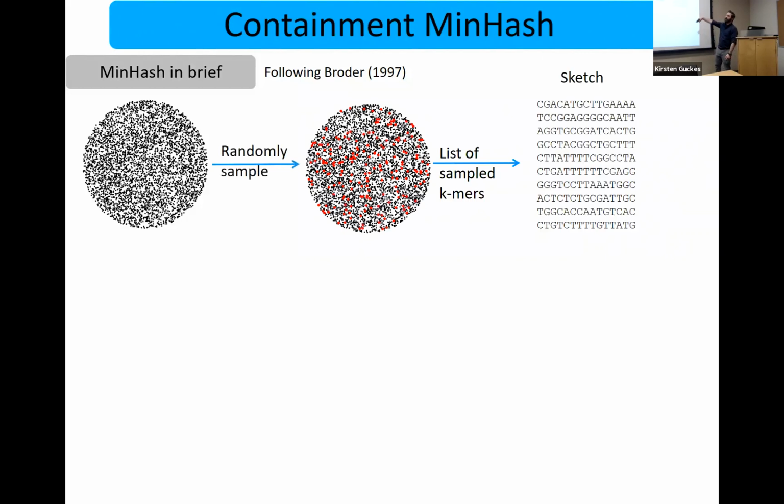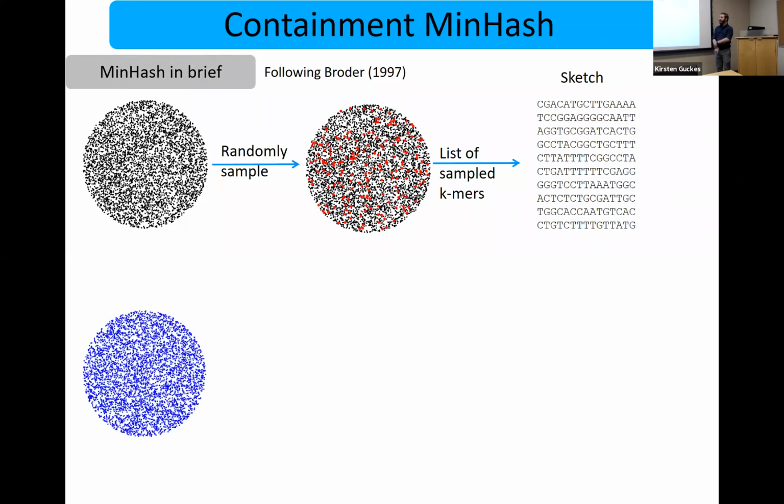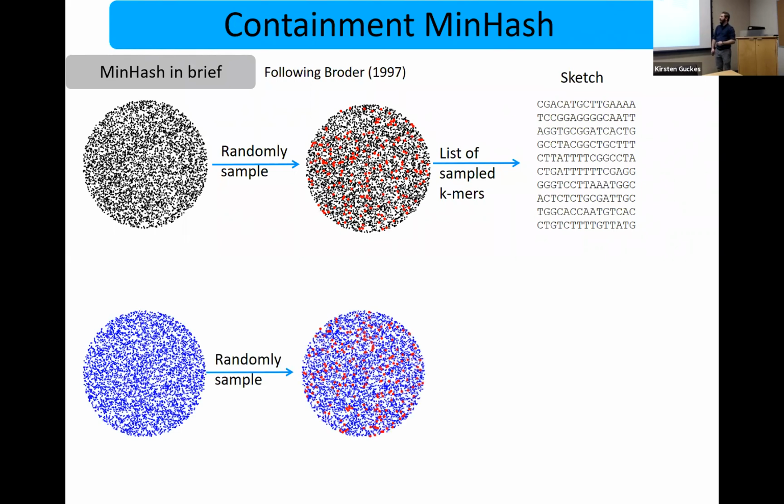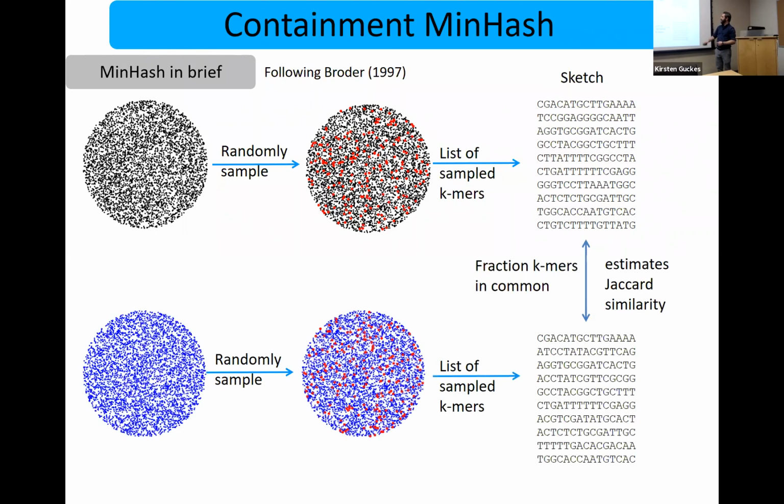And then you list all the ones that you sampled and you call that thing a sketch. It is basically a smaller or lower dimensional representation of this big old set. So it's kind of like a fingerprint. You're printing it by taking a random subset. And then, if you want to compute the Jaccard index with another set, you do the same thing. You randomly sample that guy, get all its lists of k-mers, and you call that guy another sketch.